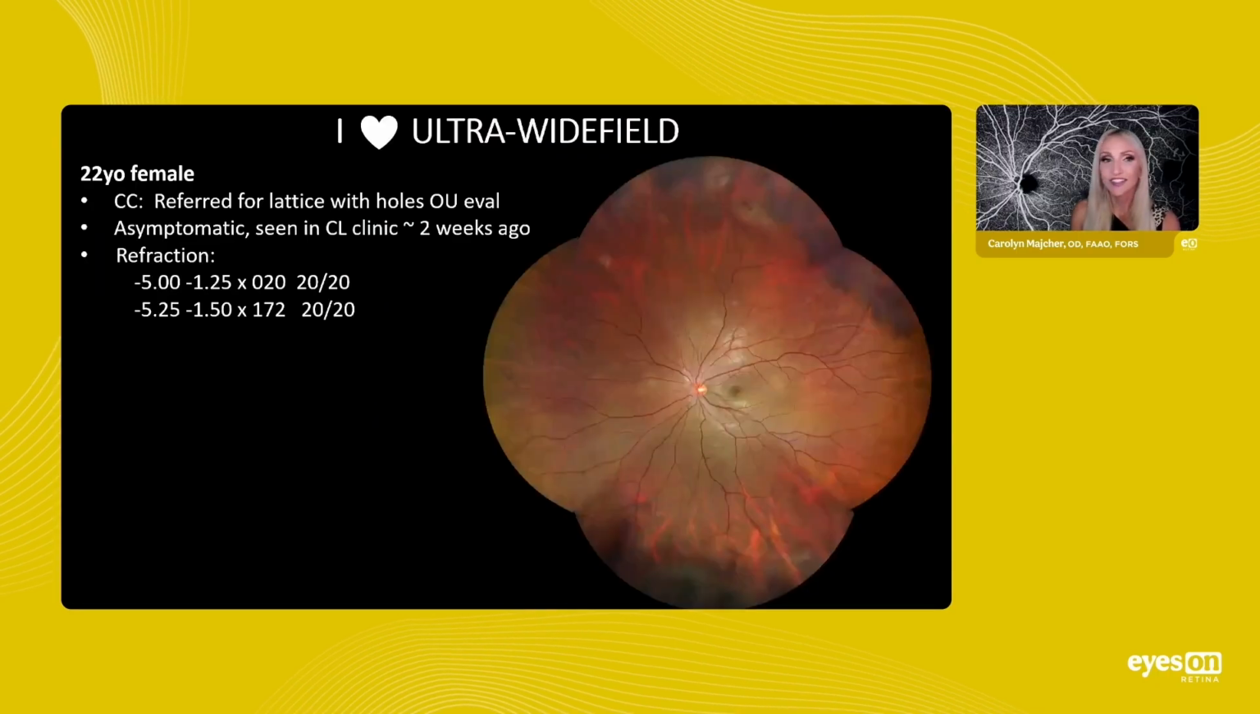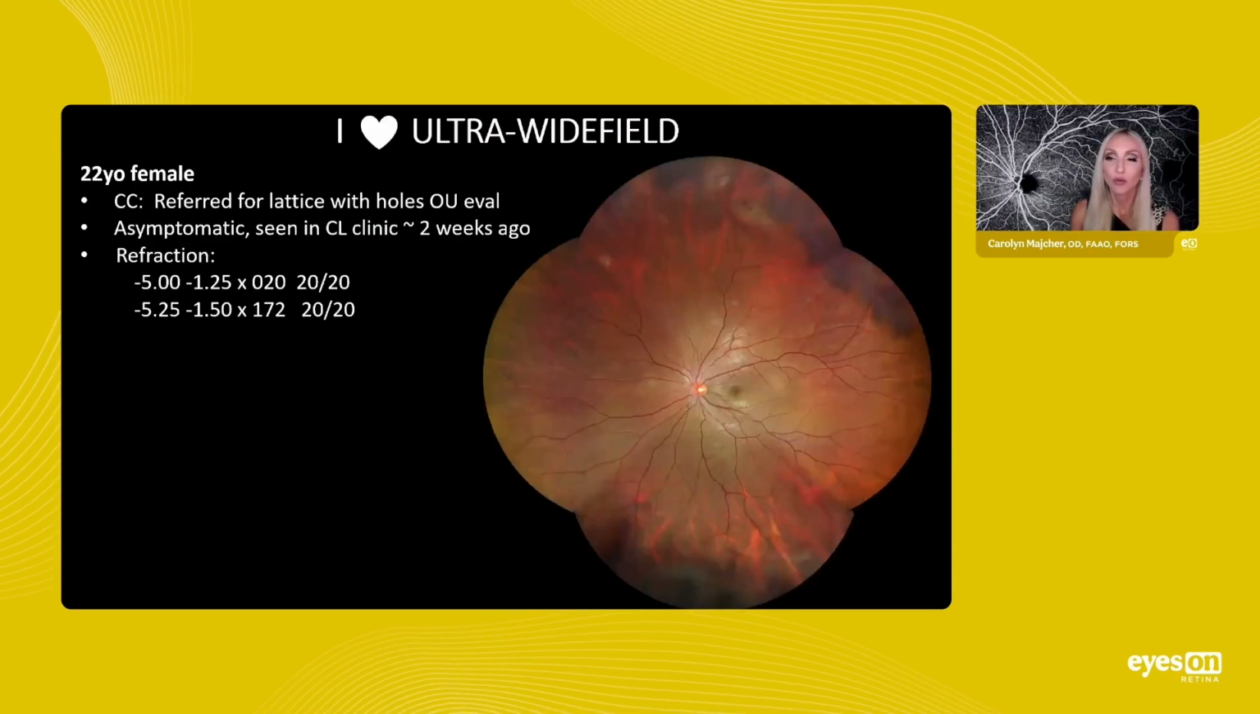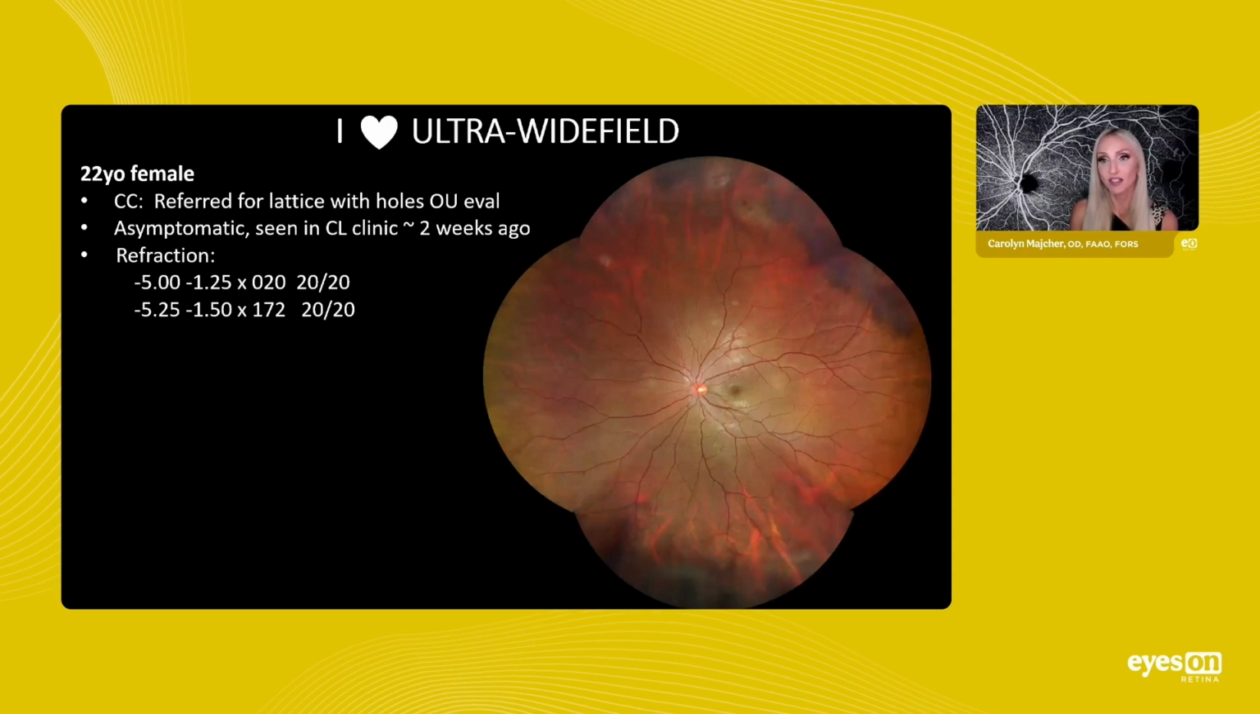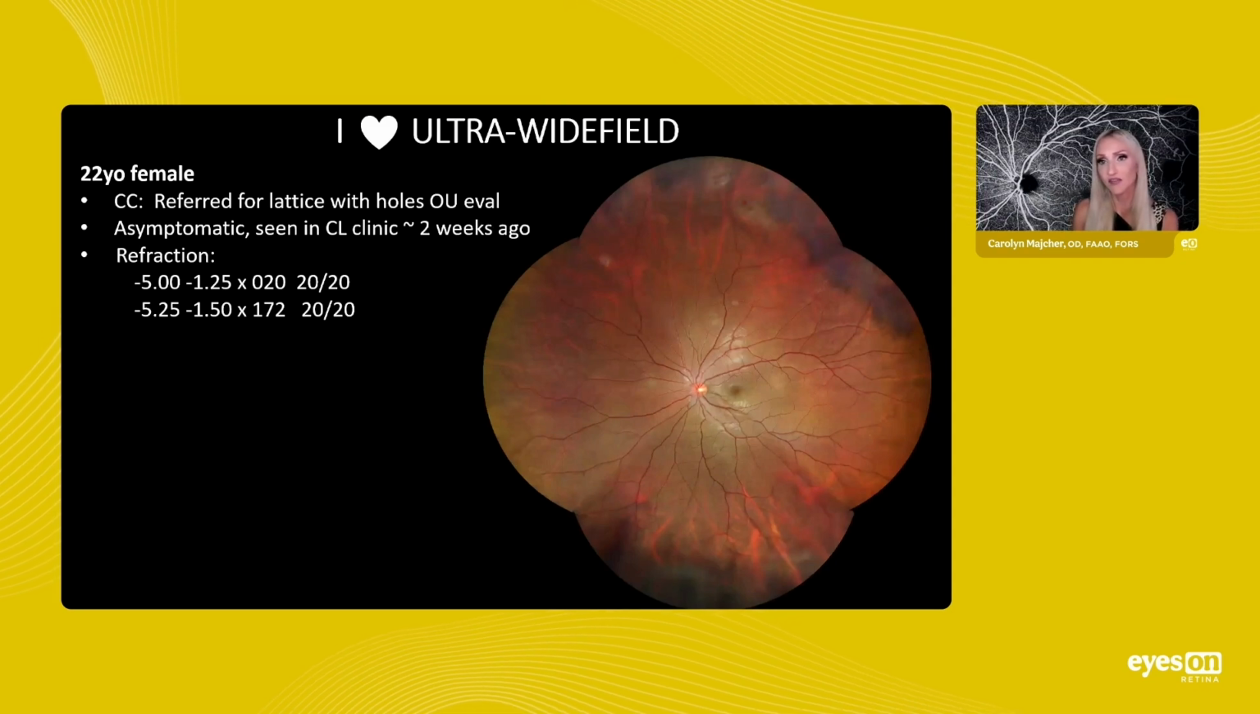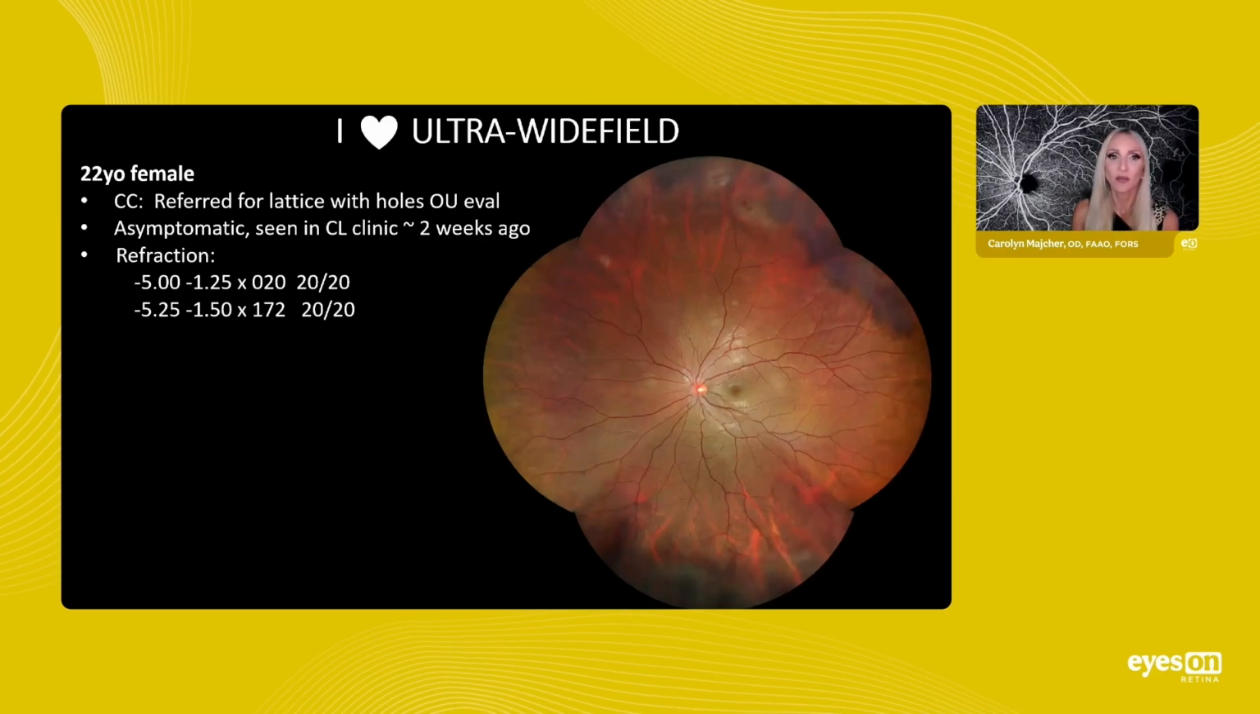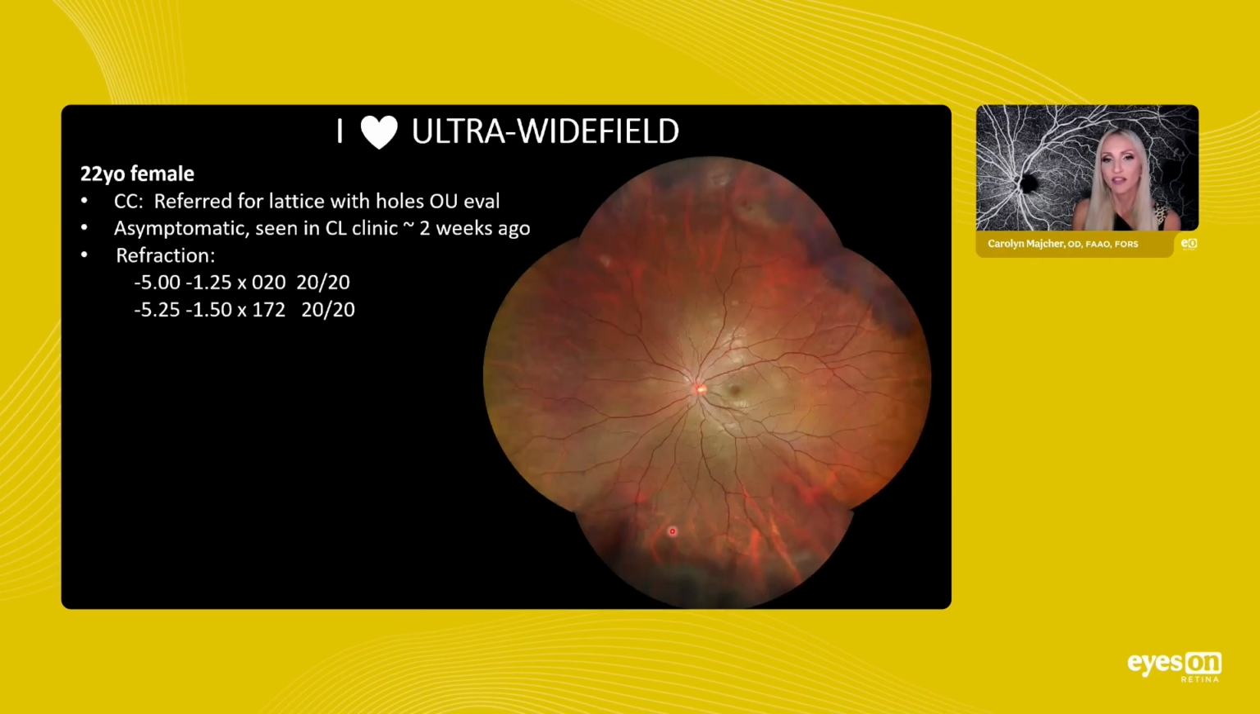And this last case is a 22-year-old female who was referred to me from the contact lens clinic because she was found to have extensive lattice with holes. Again, a high myope, about 5 diopters, give or take. She was asymptomatic with vision of 20/20. This is her left eye.